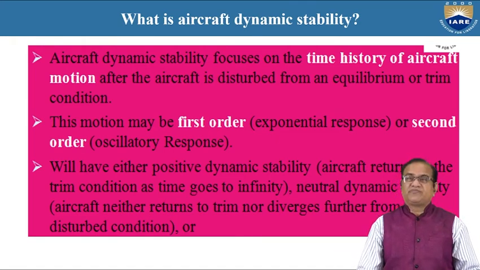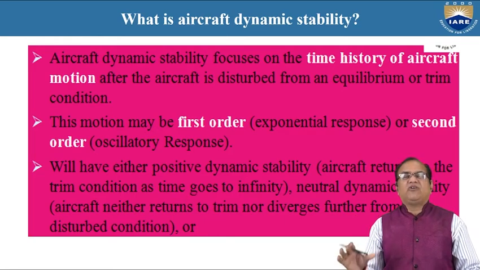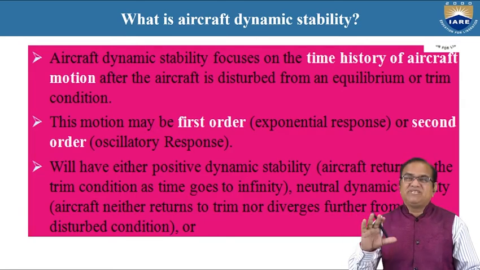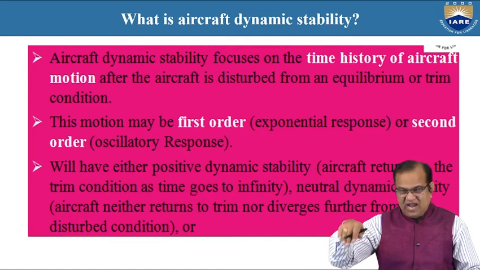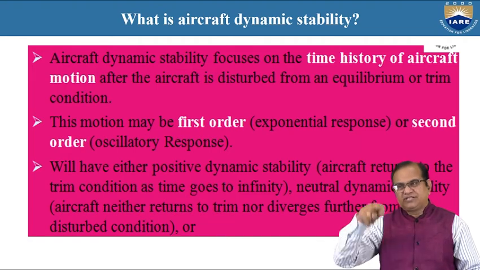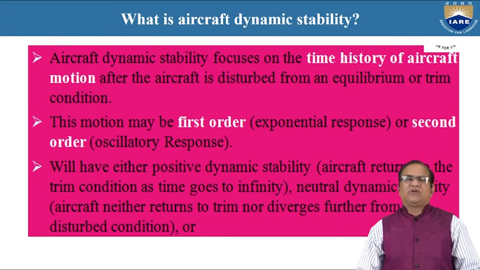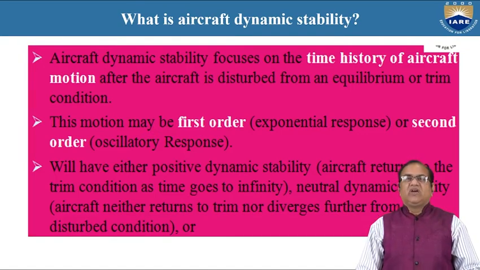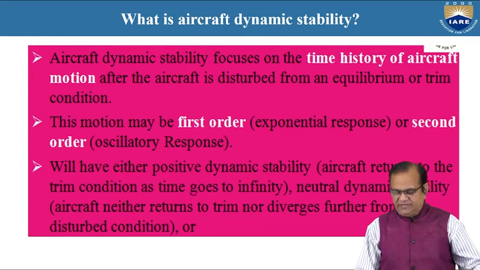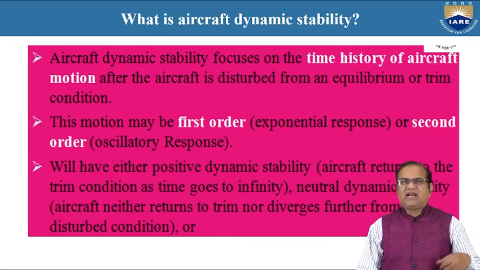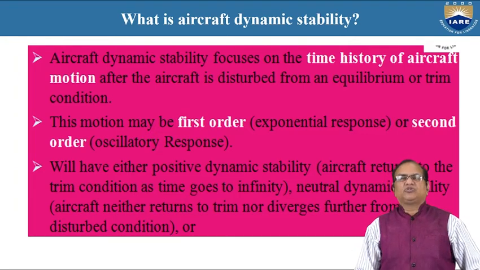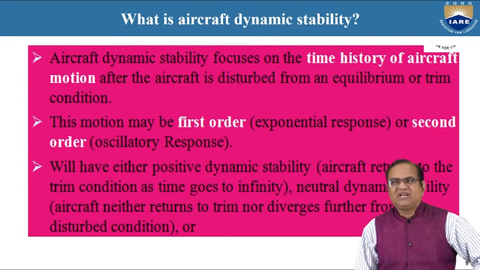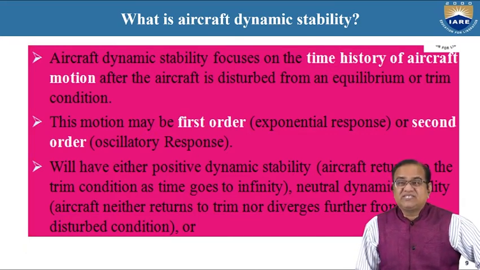So, in the dynamic case, we have to first see whether it is a first order response, meaning after disturbance, immediately after some time it comes to the equilibrium position, or it is going like this, slowly coming to the equilibrium position. That we have to understand very well. We have either positive dynamic stability, that is the aircraft returns to the trim condition as time goes to infinity, or we have neutral dynamic stability, that is the aircraft neither returns to trim nor diverges further from the disturbed position.